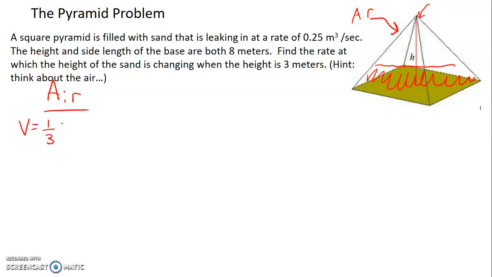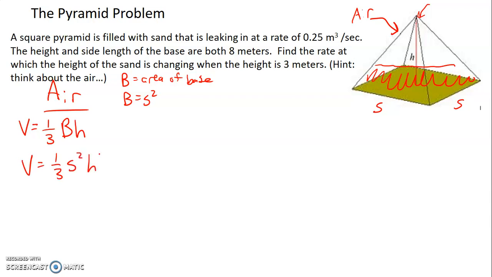The formula for a pyramid is 1/3 capital B times H, where B is the area of the base. Since the base is a square on this one, we're going to say that B is equal to S squared, where S is the side length. All right, so I can rewrite this as 1/3 S squared H. Now, the key to this problem is that the height and the side length are the same. They're both 8 meters. That's not particularly important right now. What's important is that they are the same.